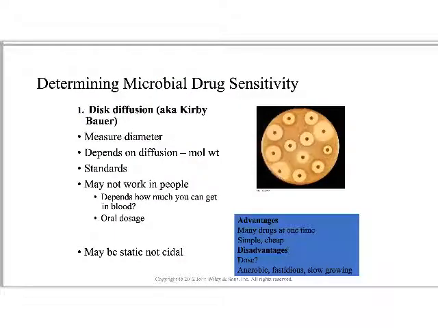Okay, now to determine what drugs to use, one way is with this Kirby-Bauer plate. So this we did in lab. So you measure the diameter. It all depends on the diffusion of the drug. It's definitely standardized. Some things that could happen is that it might not work in people if you can't get the antibiotic into the blood. And another thing is that it could be static and not cidal. But it's a way to assess a bunch of drugs at one time. It's really simple, it's cheap. But if the organism's hard to grow or it's an anaerobe, that's going to make it trickier.